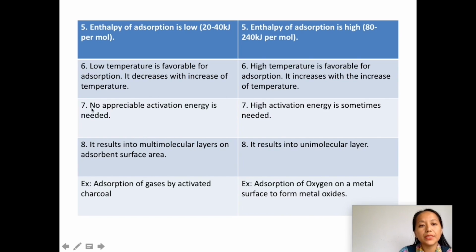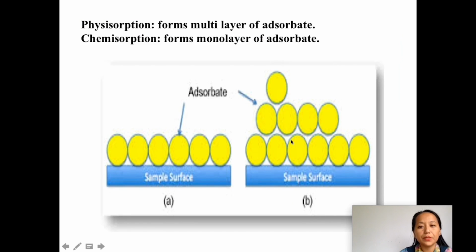And the next point is, no appreciable activation energy is needed in physisorption. In the case of chemisorption, high activation energy is needed. And then finally, physisorption results in multi-layers on the adsorbent surface area, whereas in the case of chemisorption, it results in a unimolecular layer, which can be explained with this picture.